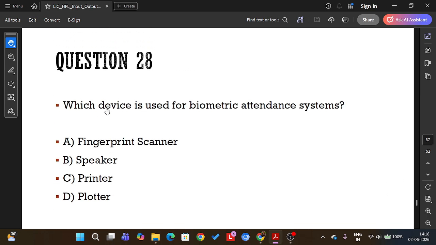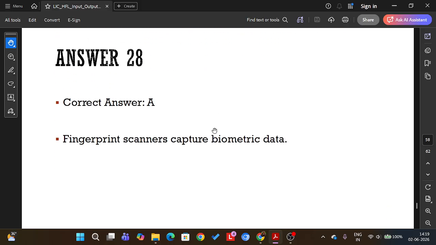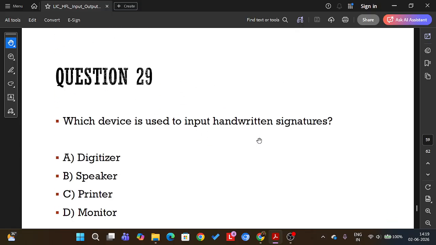Question 28. Which device is used for biometric attendance systems? Fingerprint scanner, speaker, printer, plotter. Whenever you go to do your biometric, it scans your fingerprint. So it would be fingerprint scanner, which captures the biometric data.